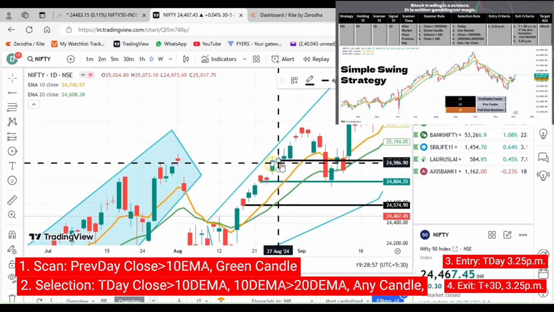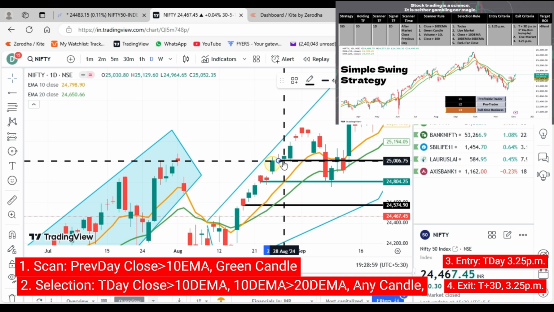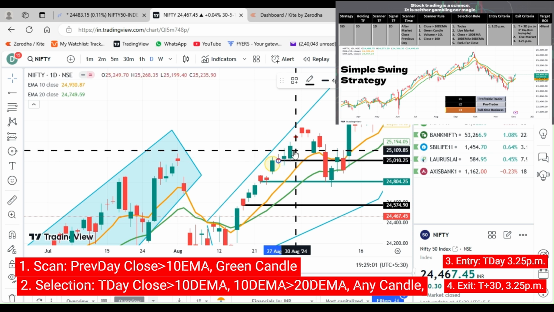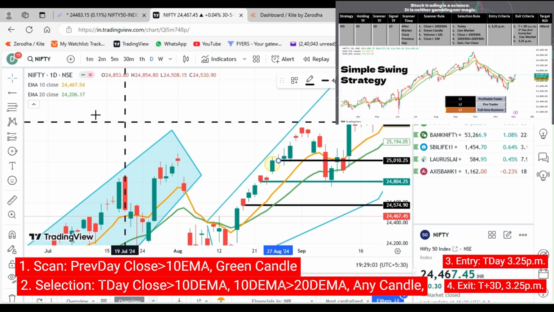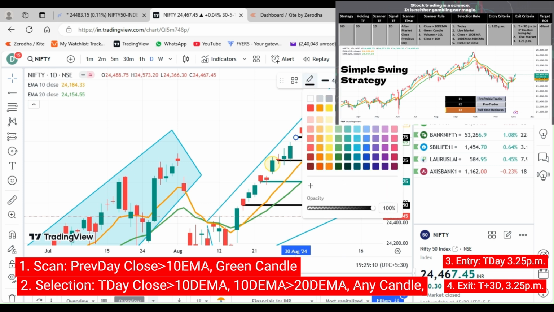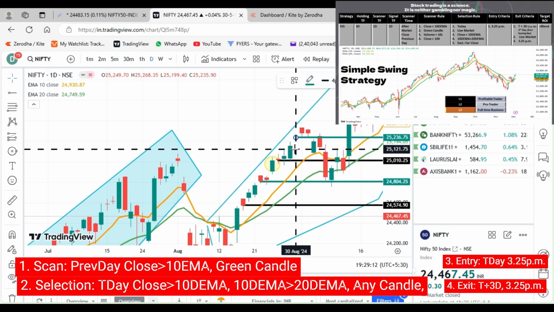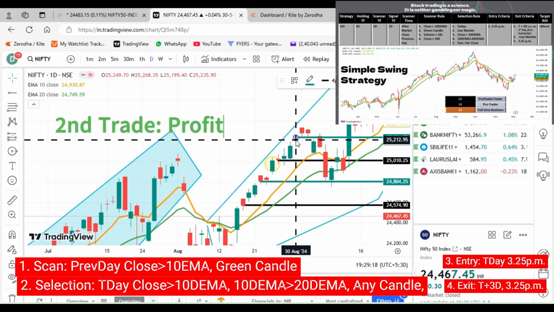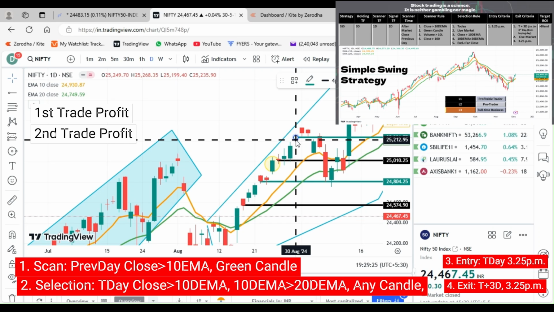Third day I will exit at the closing time. So excluding that day of entry, the third day is: 28th is 1, 29th is 2 and then 30th August the third day. So I will exit on 30th August closing time, around this time, and again here I can see this is my profit because the selling price is more than my buying price. So I'll mark this as green.